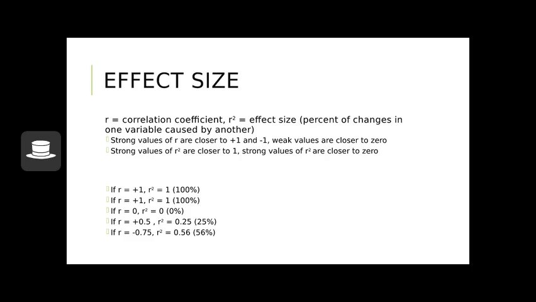The closer it is to 1, the stronger the relationship is, right? So here are some examples. You'll notice that I made a little typo because this should be a negative right here. But if R is +1, then R squared is 1, meaning 100% of the change in one thing is determined by the change in the other.